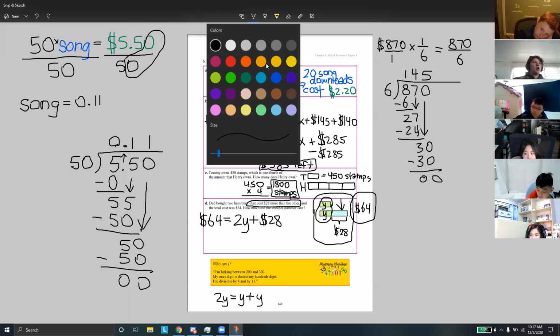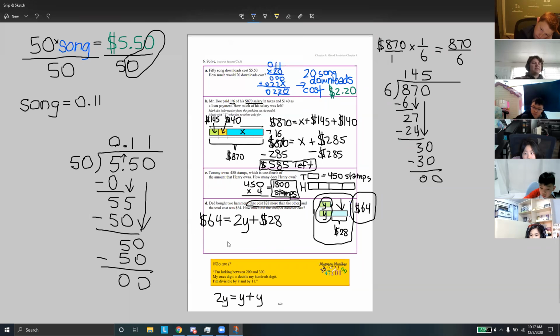Great. And so to solve this, what's the first thing we do? Subtract 28. Yep, so we're going to subtract 28 from both sides. And so plus 28 minus 28 is nothing, it cancels out. 64 minus 28. 14 minus 8 is going to be 6. 5 minus 2 is 3. And so now we get $36 is equal to 2y.